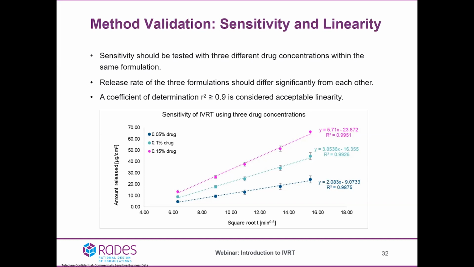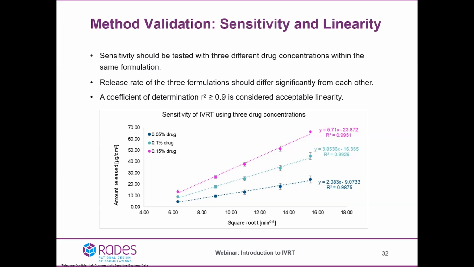Sensitivity means the ability to detect changes in the release rate as a function of API concentration in the formulation. For this, the IVRT will be conducted typically with one formulation at 3 different concentration levels, like 50, 100, and 150% of the nominal API concentration. The observed slopes should be significantly different.